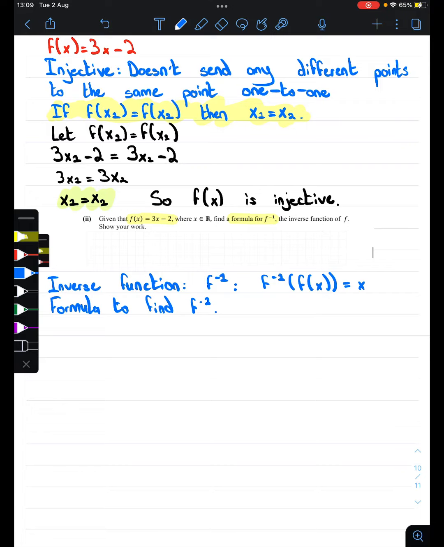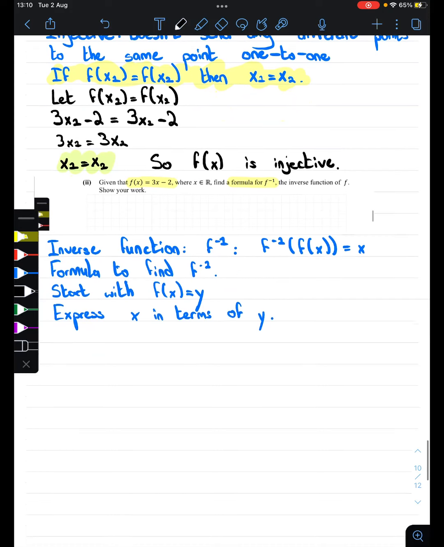So you start off with f of x. We're just going to let f of x equal y. And then we want to express x in terms of y. Okay, well, let's do that.